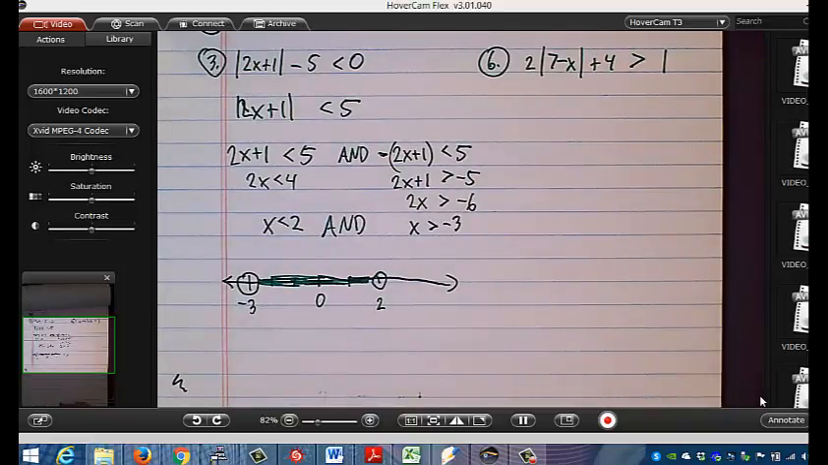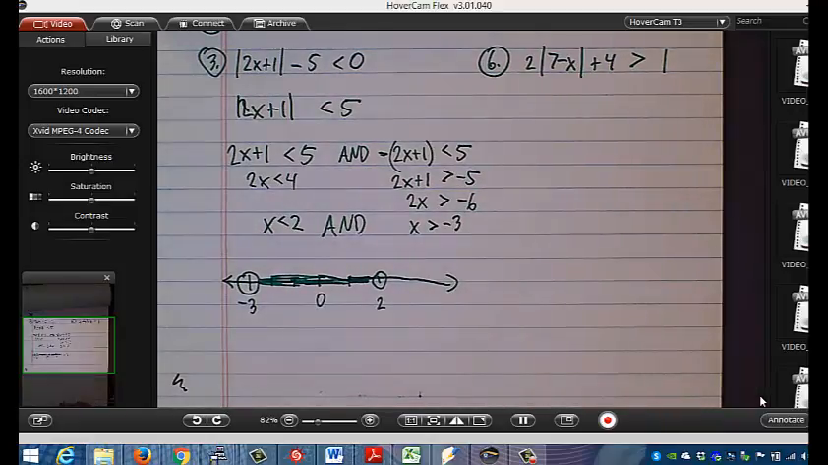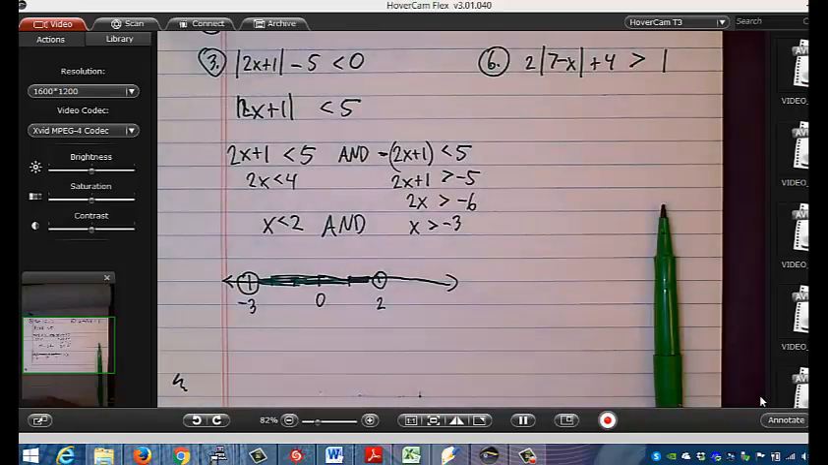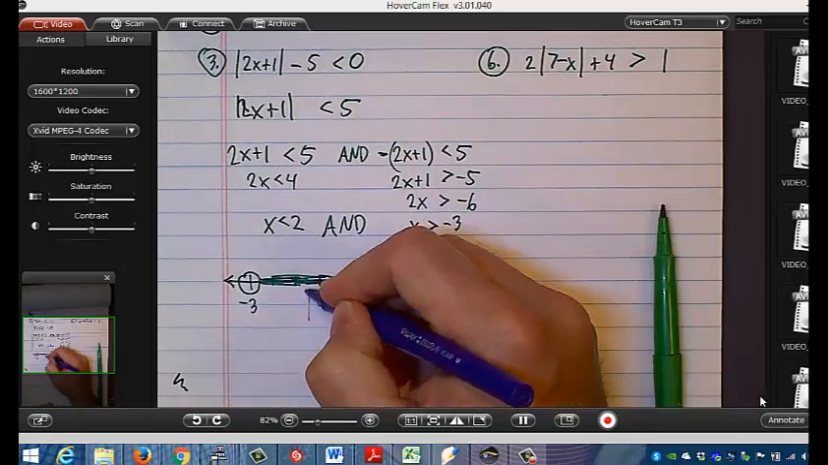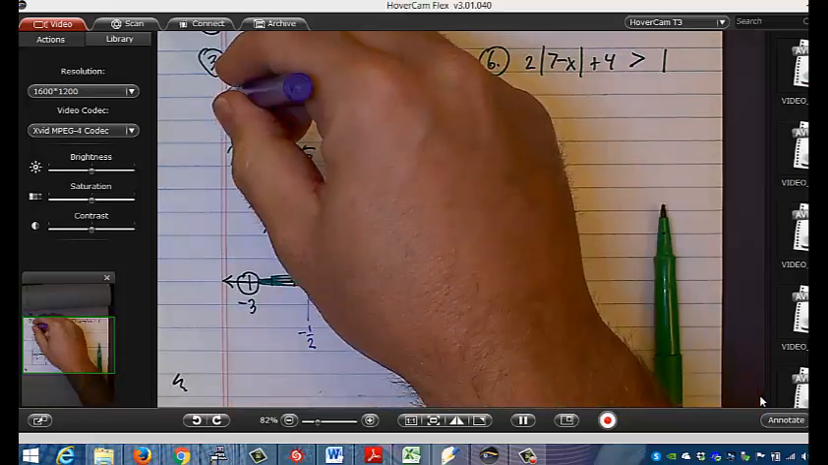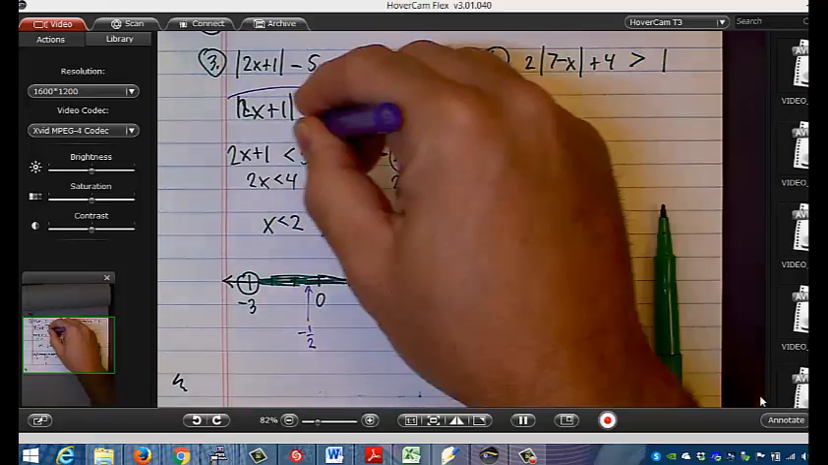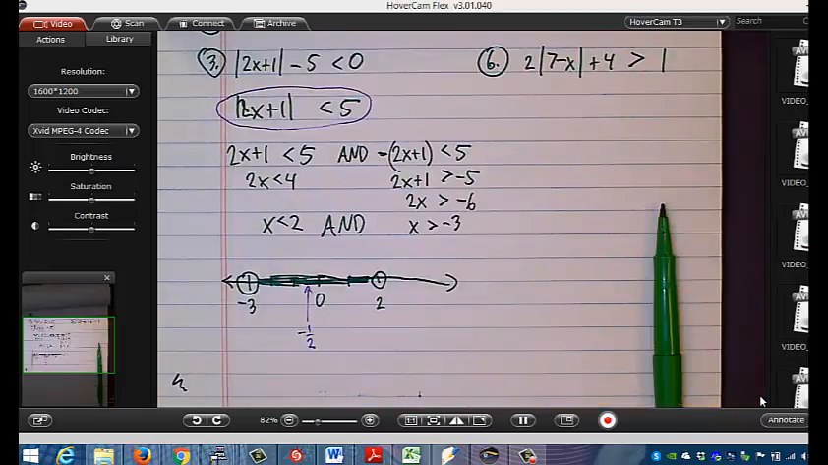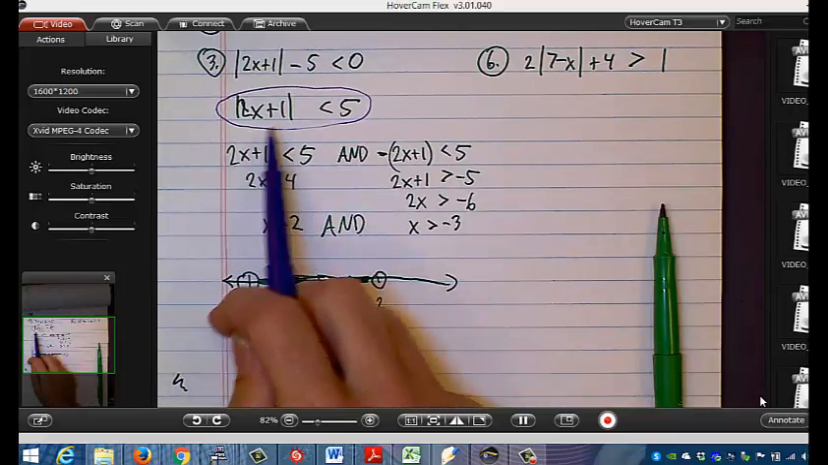Hey, could I do my geometry trick again? What would be the center? The center would be negative 1/2, right? The center would be negative 1/2. And I guess the question is, can you guys see negative 1/2 in here? Yes. How? You said 2x plus 1 equal to 0. Right. Negative 1/2 is the solution to 2x plus 1 equals 0.